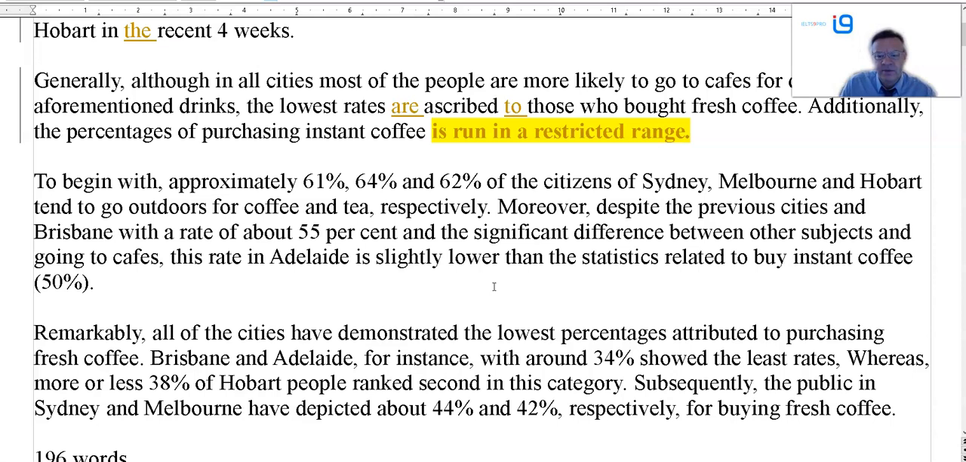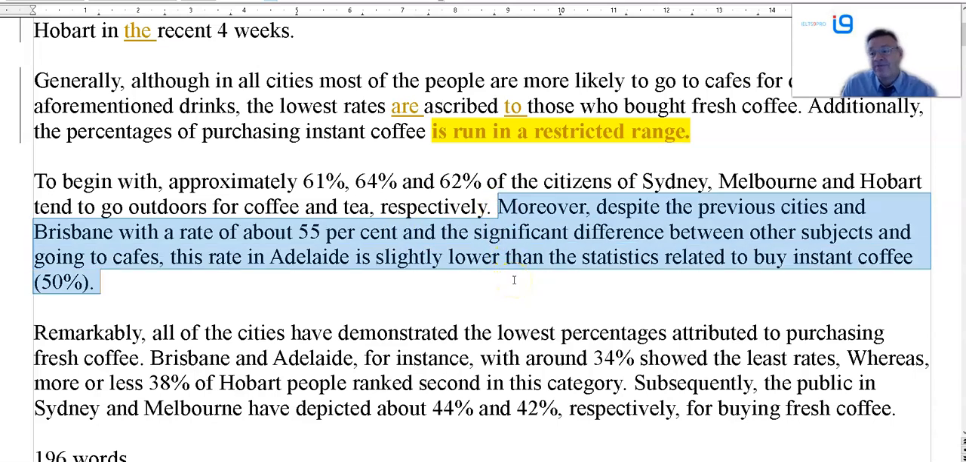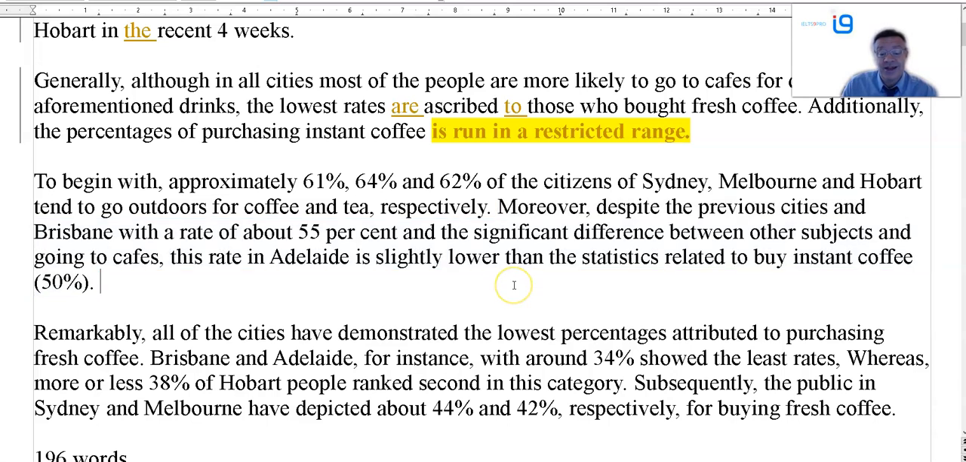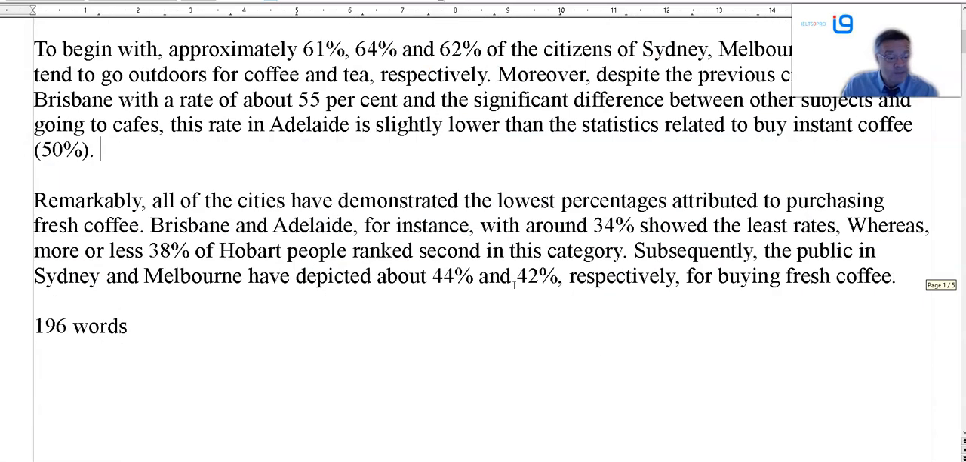So it wouldn't be moreover. Despite the previous cities and Brisbane, with a rate of about 55%. 55% of what? This rate is slightly lower. So that doesn't really work. The examiner, like I'm doing here, is not going to be wasting too much time trying to decode this. If it's not clear, then it's not clear.